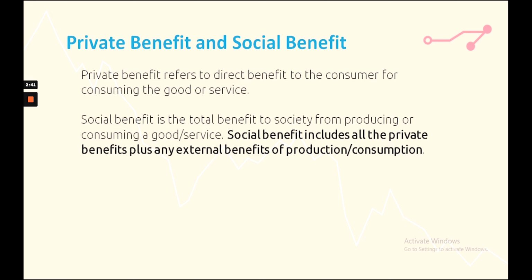For example, if a company decides to invest in renewable energy resources, the private benefit would be the cost savings and increased profits for only the company. But the social benefit in this case would be the reduction in carbon emissions or the positive impact on the environment that is created because of investment in renewable energy resources. That makes up the difference between the private benefit and social benefit.